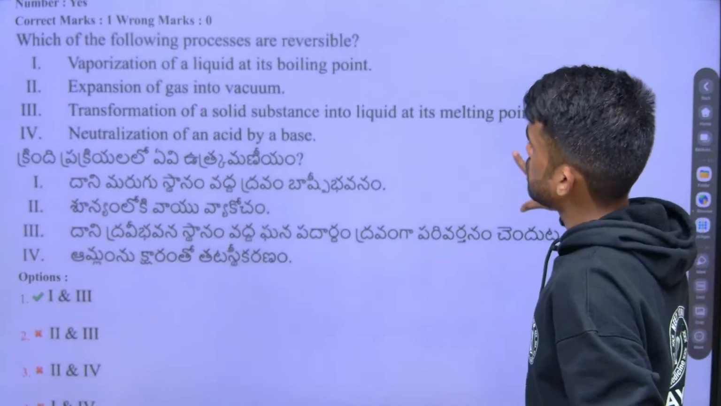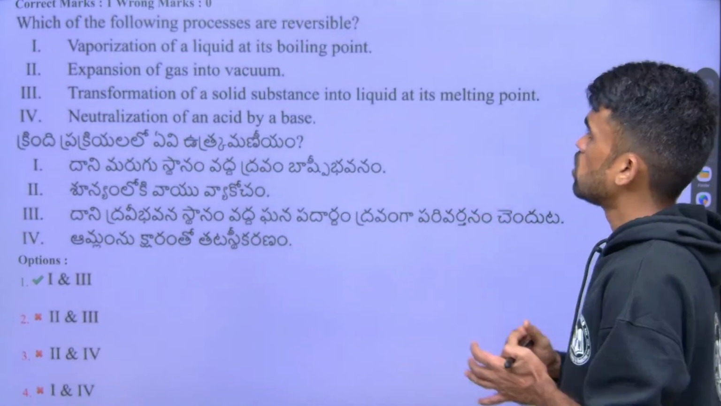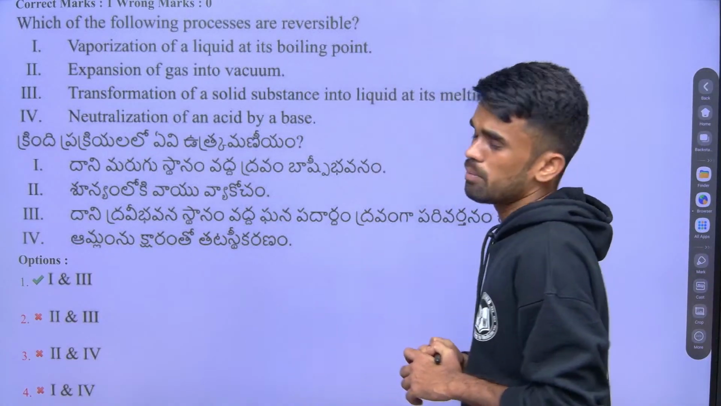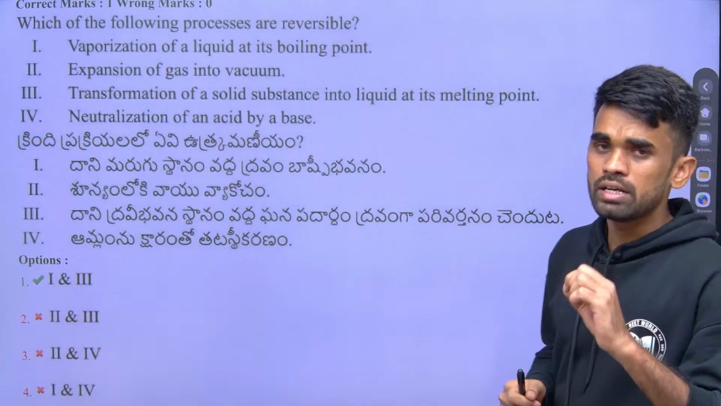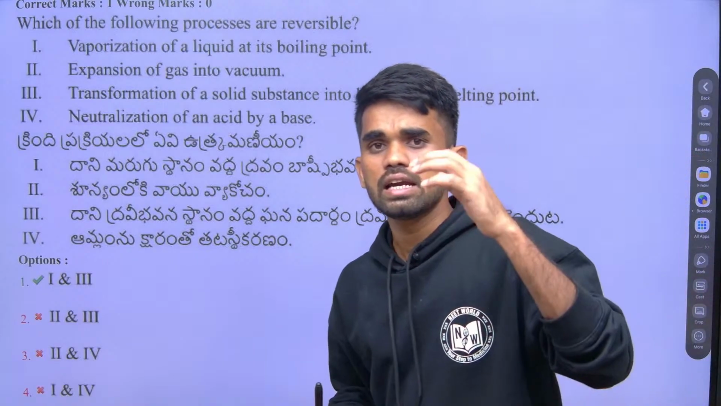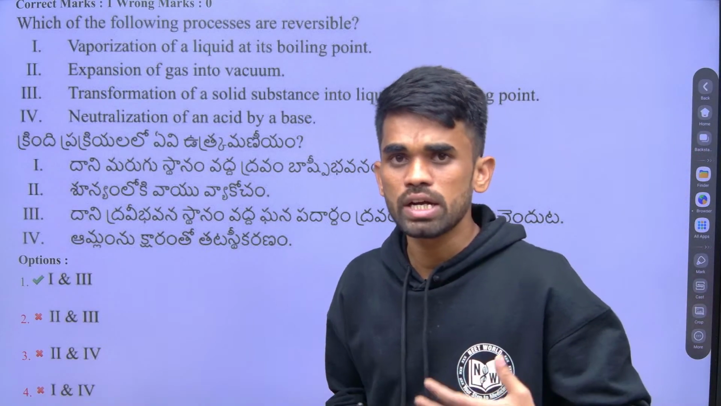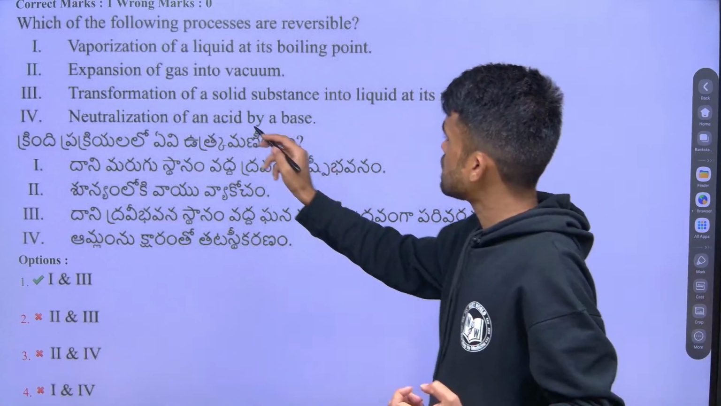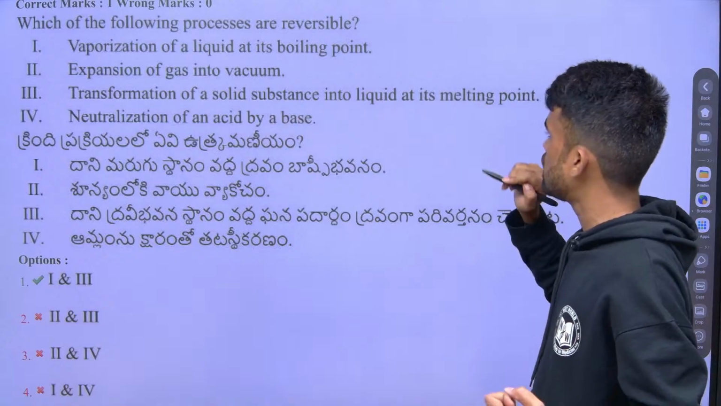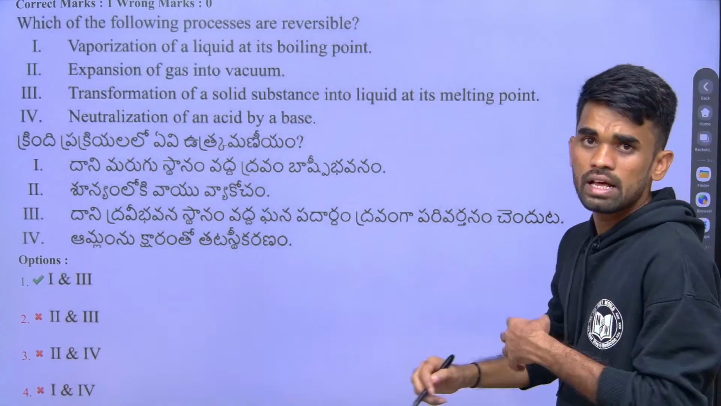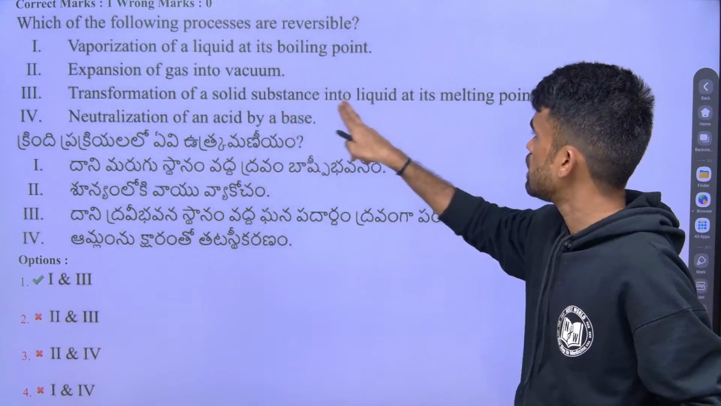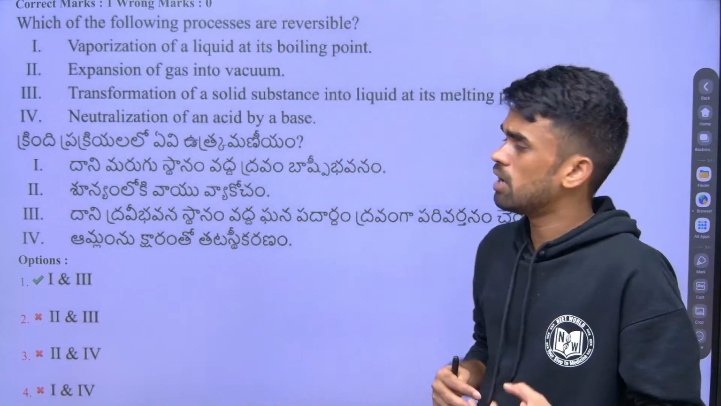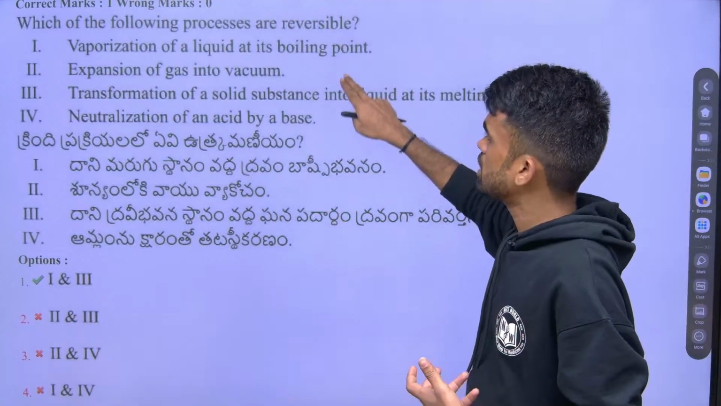Next, which of the following processes are reversible? Vaporization of a liquid at its boiling point: at the boiling point, vapor and its liquid will be in equilibrium, so reversibility is possible. Similarly, transformation of a solid substance into liquid at its melting point: here also solid and liquid will be in equilibrium, so reversibility is possible. So 1 and 3 are okay.